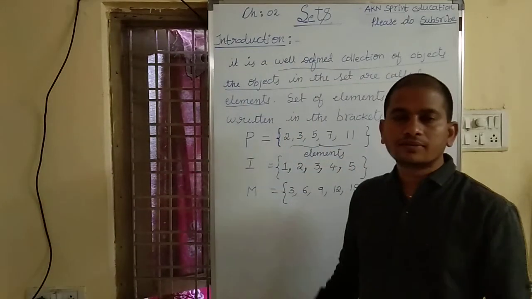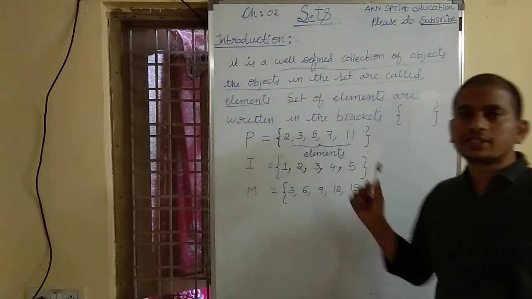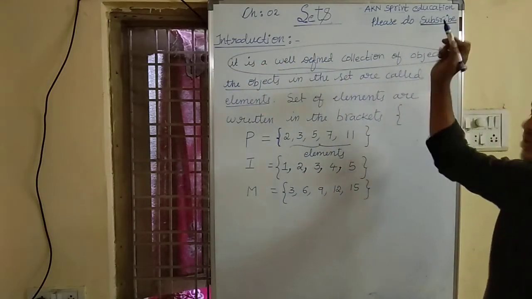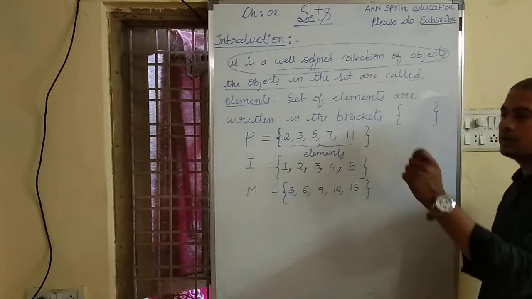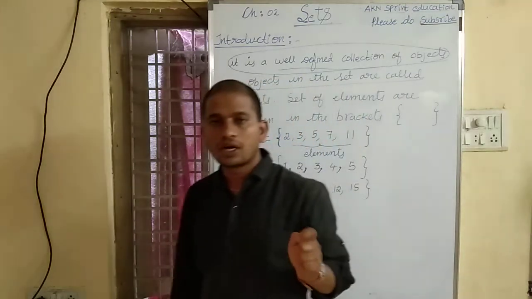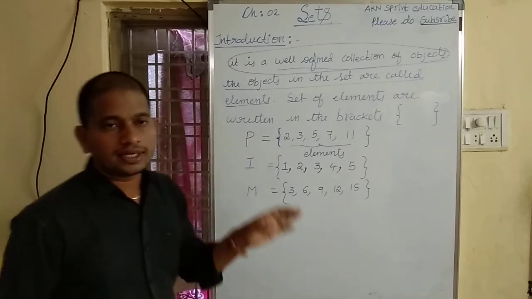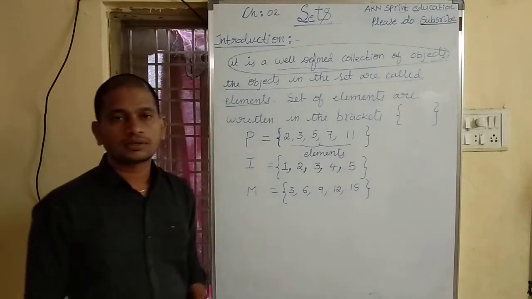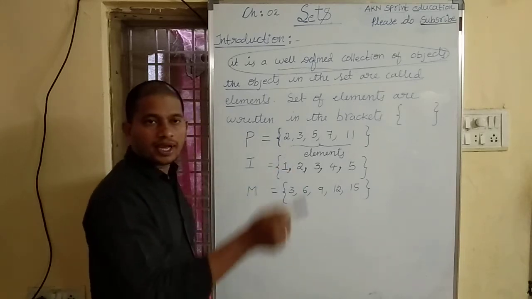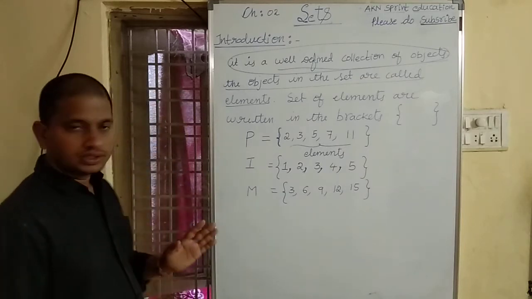Understood what do you mean by set? Set is nothing but a well-defined collection of objects. This is the definition of set. And the second point, the objects in the set are called elements. The elements in the set are enclosed by brackets. The elements in the set are separated by the comma and are retained in the brackets. This is about the set.